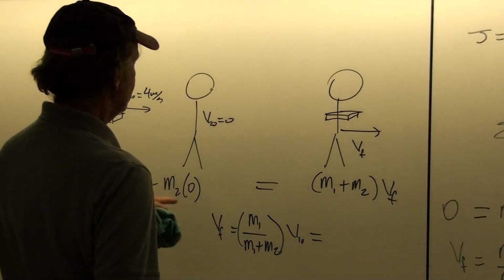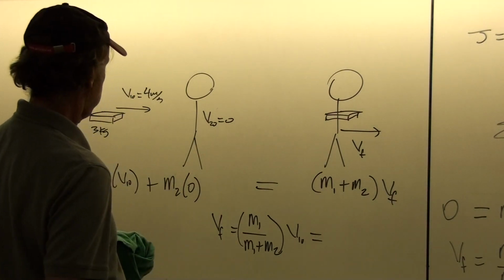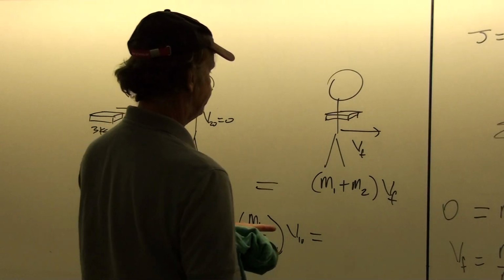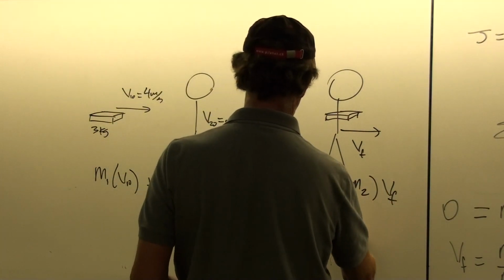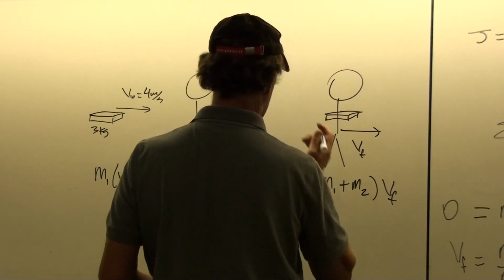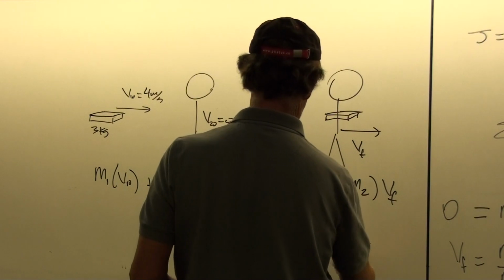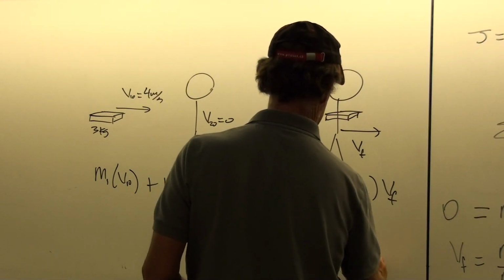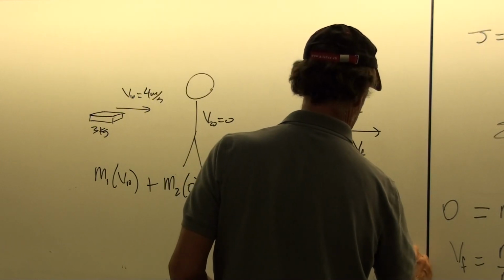Okay, so this is 3 for M1, and then afterward, the M2 is going to be 60. So this is 3 kilograms divided by 3 plus 60 kilograms times V1 initial.